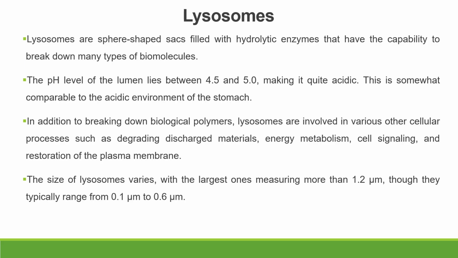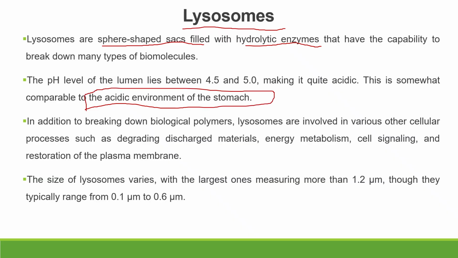And the next cell organelle is the lysosome. The lysosomes are sphere-shaped sacs filled with hydrolytic enzymes, and they have the capability of breaking down many types of biomolecules. Of course, these are the enzymes. The pH level of the lumen lies between 4.5 and 5, making it quite acidic, and this is somewhat comparable to the acidic environment of the stomach. So this is very important.